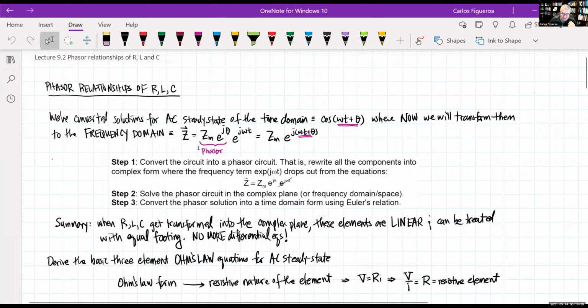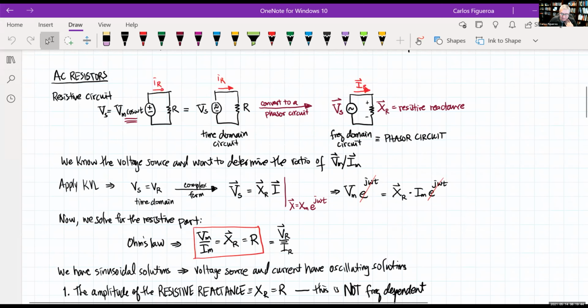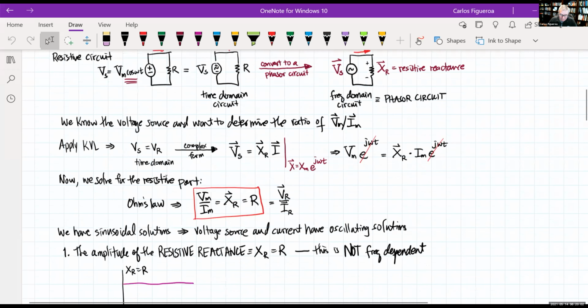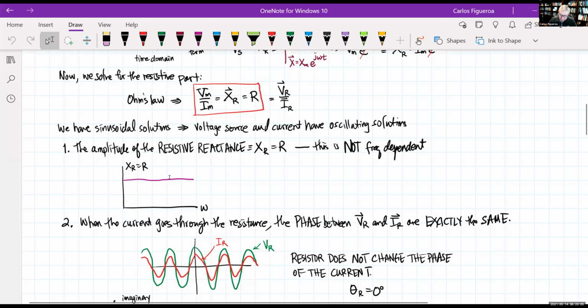We were talking about phasor relationships for R, L, and C. We assumed that we had an AC resistor, and because the resistance is linear and doesn't have a derivative term, we found that we have this reactance X of R, which was just R because there's no derivative term. As a consequence, if I compare the current and the voltage, there is no phase difference between these two.